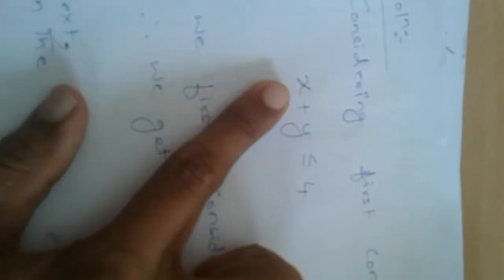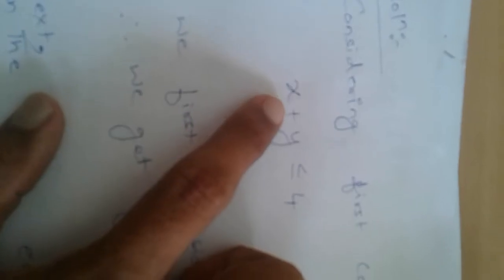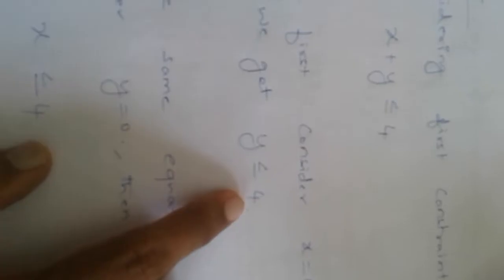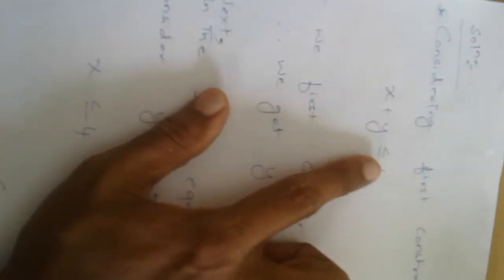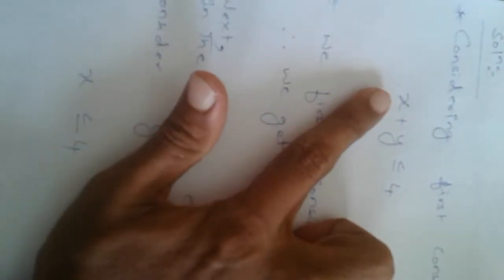In this particular step, what is being done is they are considering the first constraint. They are considering first x as 0. That means the total number of product A manufactured is 0. So they are finding out how many product B can be manufactured. It is nothing but y is smaller than or equal to 4. Now in the same equation, if we consider y as 0, then x will be smaller than or equal to 4. That is what is written here.